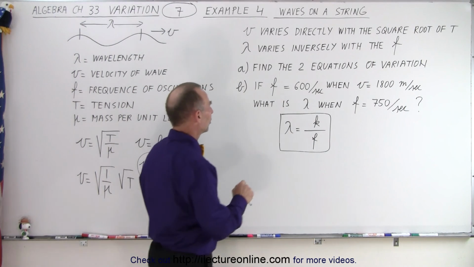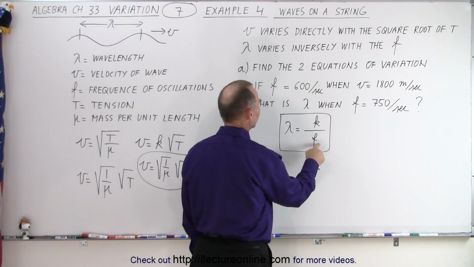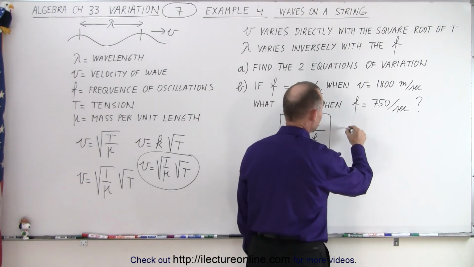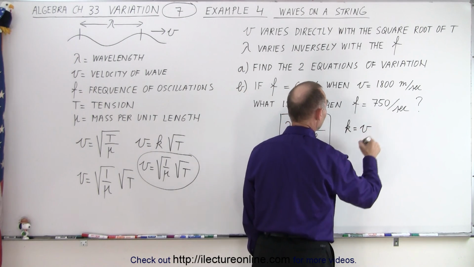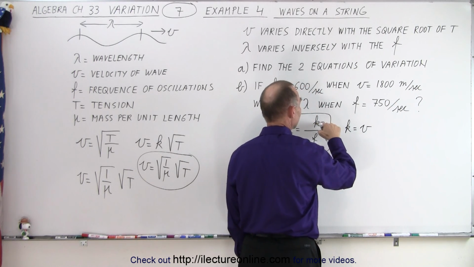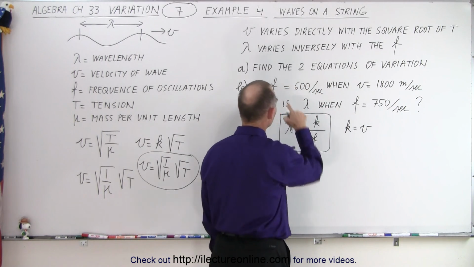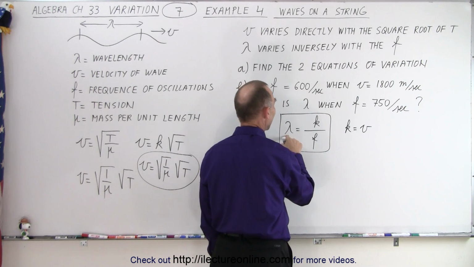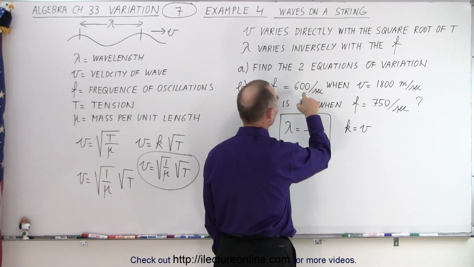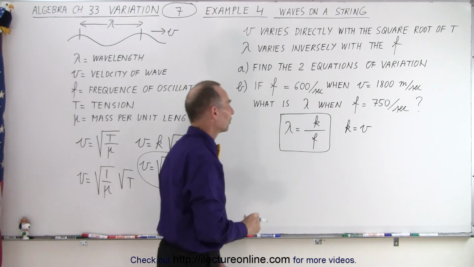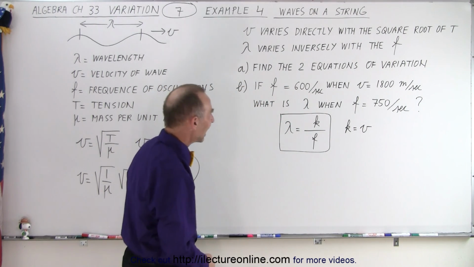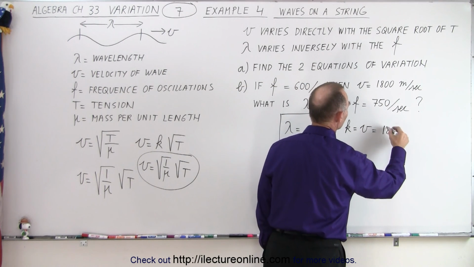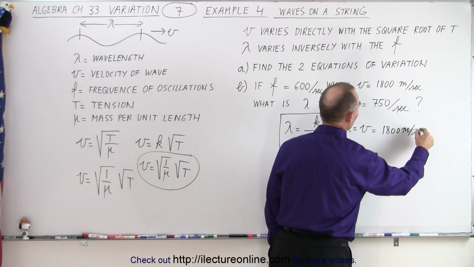Well, they give us the wavelength, and they don't give us the frequency, but they give us the velocity. It turns out in this case, k is the same thing as the velocity. So we can plug in the k, that's 1800 meters per second. We can plug in the f, and then we get lambda. So in this case, we can find lambda when f is given to us as 600 per second, and then k would be equal to the velocity, which in this case is 1800 meters per second.